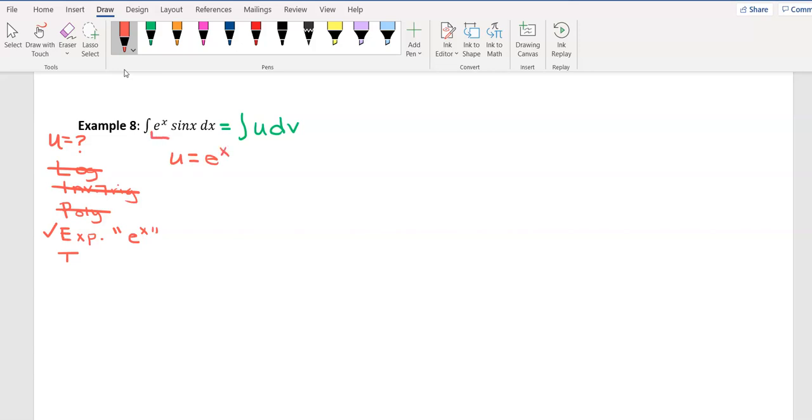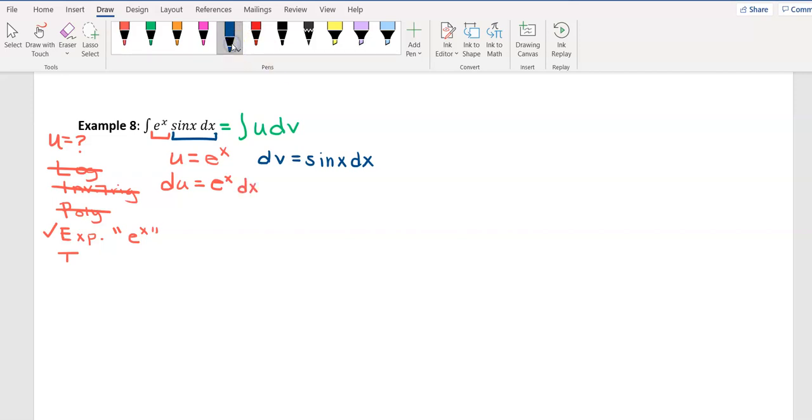So if u is equal to e to the x, then that means du must be equal to the sine of x dx. So dv is equal to the sine of x dx. So now we need to take a moment and figure out their partner pairs here. So u is equal to e to the x, so the derivative of that, e to the x derivative is nice, it's e to the x. Don't forget your dx on that.